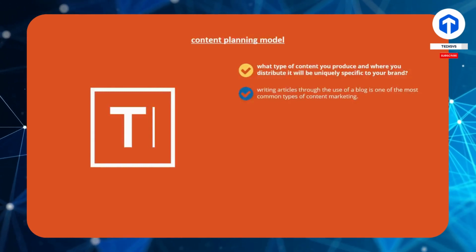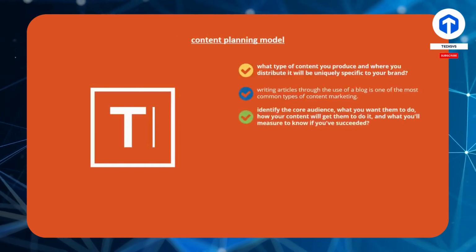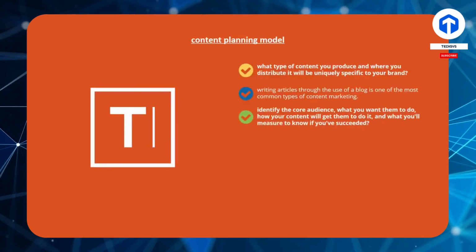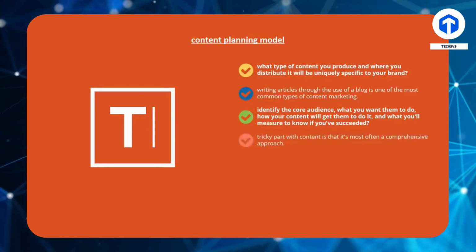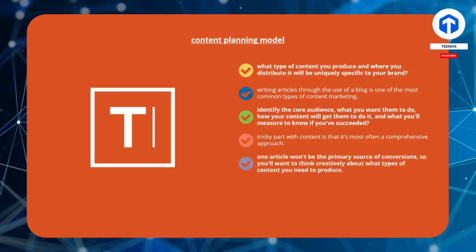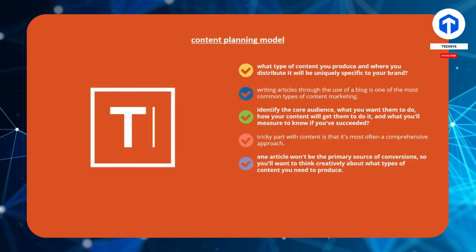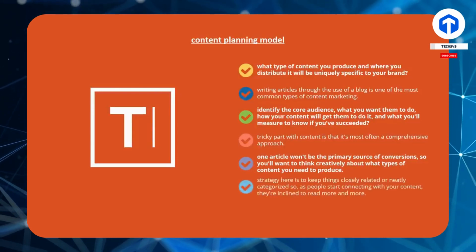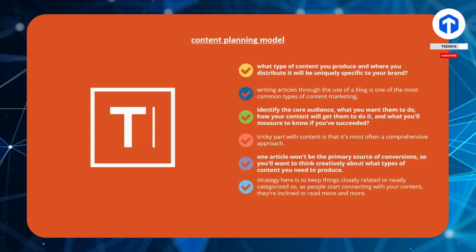Now, our content plan will start with the same approach as all of our other strategies. Identify the core audience, what you want them to do, how your content will get them to do it, and what you'll measure to know if you've succeeded. The tricky part with content is that it's most often a comprehensive approach. One article won't be the primary source of conversions, so you'll want to think creatively about what types of content you need to produce. The strategy here is to keep things closely related or neatly categorized, so as people start connecting with your content, they're inclined to read more and more.